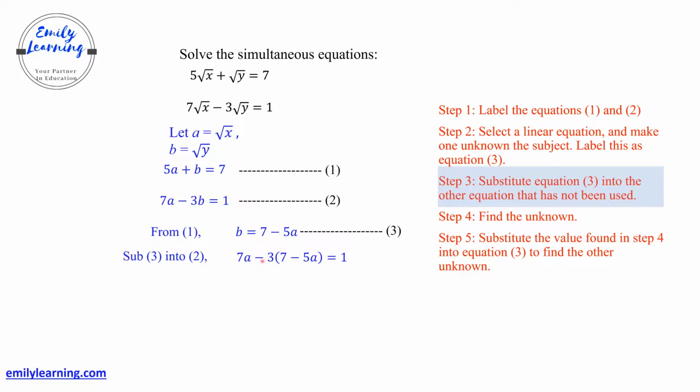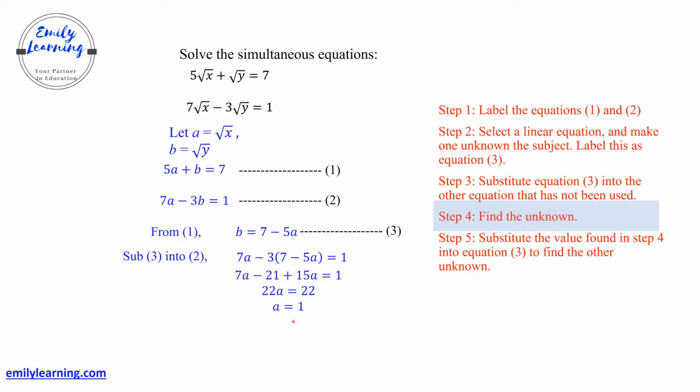So let's expand this. Now let's find the unknown. So we'll expand this portion. So it will become 20 minus 21 plus 15a. And let's combine all the a together. 7 plus 15a, you have 22a. And I'll bring minus 21 over to the other side, and now I'll have 22 here. So now I can find a, which equals 1.